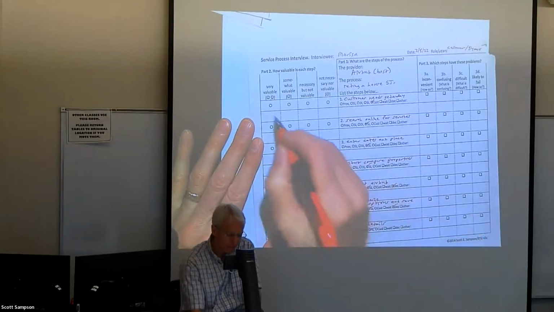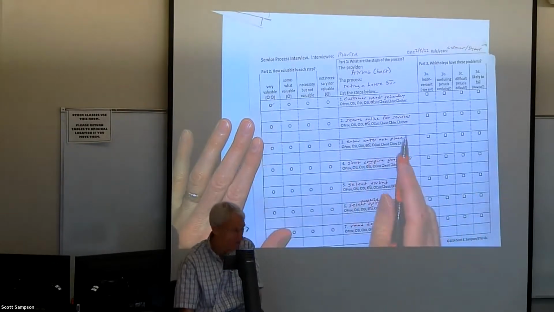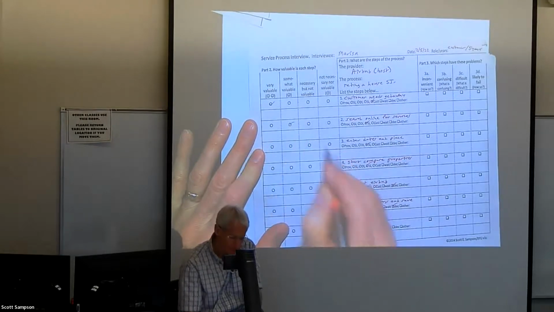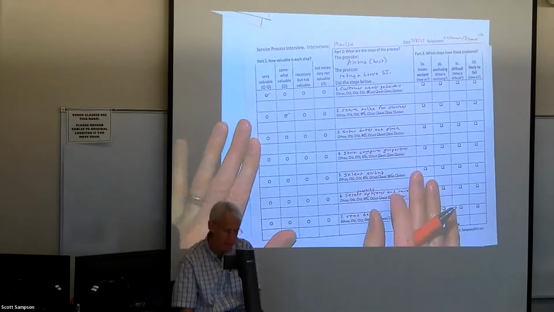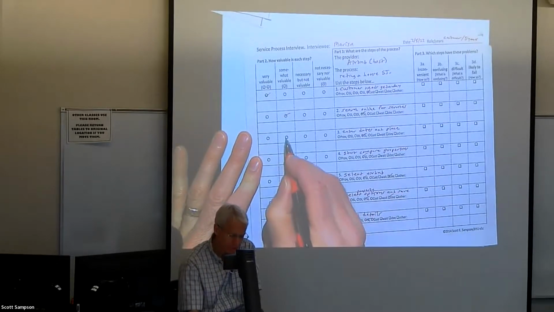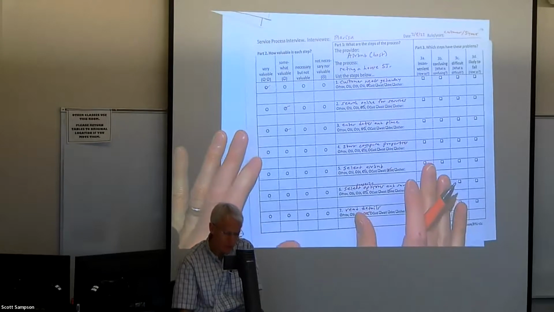It is very valuable. They search online for services. It is somewhat valuable. You enter the dates and place. It is somewhat valuable. You start to compare properties.